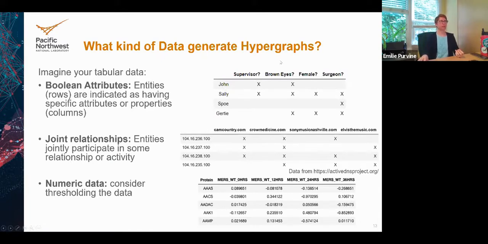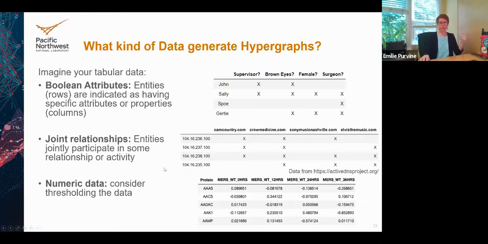In this case, these attributes aren't really related to each other, but they could be. And the other thing to point out is that John, Sally, and Gertie being in the same hyperedge because they have brown eyes doesn't mean that they interact in any way. It means that they have some property that's common among them. So if you build a hypergraph based on this kind of attribute system, you're going to interpret the hypernetwork science that I'll get to in a different way than you would interpret it in these other cases.